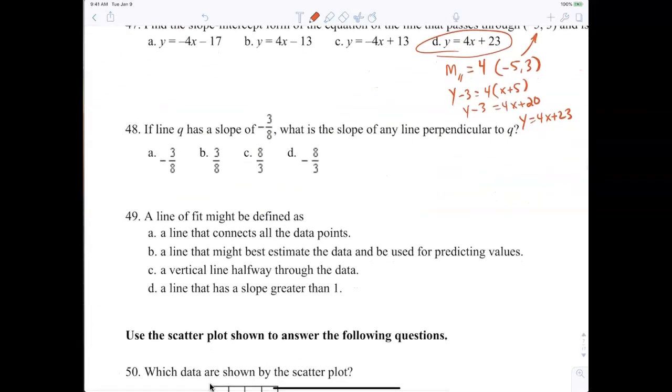All right, now for 48, if a line is perpendicular, remember it was the negative reciprocal. So it's just the reciprocal of that, which is 8 thirds, and it's positive because that's negative.